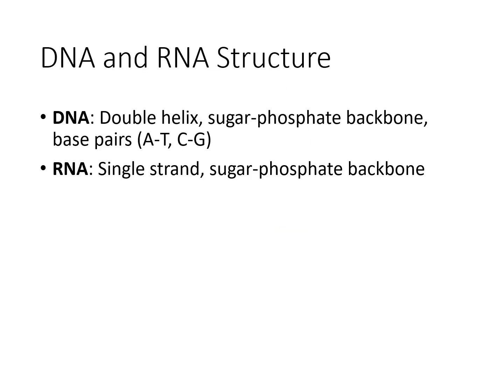Let's look at the structural differences between DNA and RNA. DNA has a double helix structure, 2 strands twisted around each other. Each strand has a sugar phosphate backbone, and the strands are held together by base pairs: adenine pairs with thymine, and cytosine pairs with guanine. RNA, on the other hand, is typically single-stranded. It also has a sugar phosphate backbone, but instead of thymine, uracil pairs with adenine.